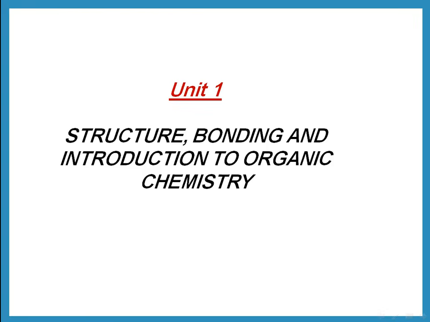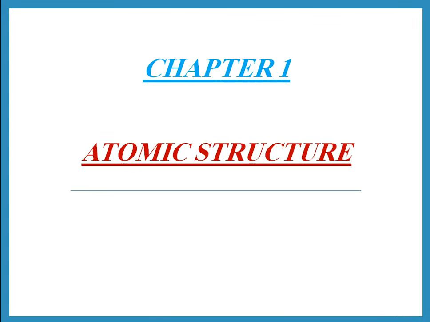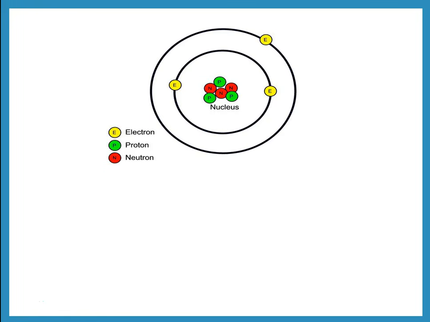So the first unit is basic. Most of it is from the O-level course, plus a little bit extra for the AS. So this is the easiest unit. So the first chapter is atomic structure.